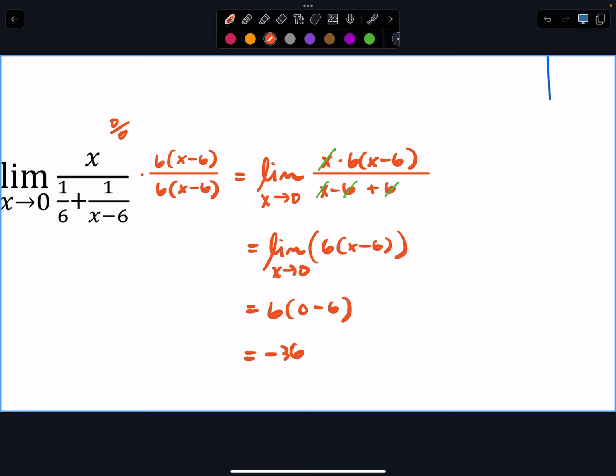Remember, the graph of the function that you're taking the limit of will look like the simplified version of the equation. It just has the domain restrictions of the original expression.